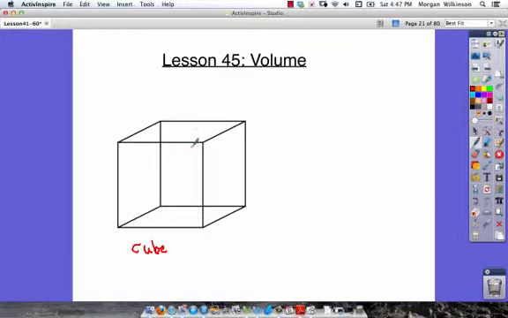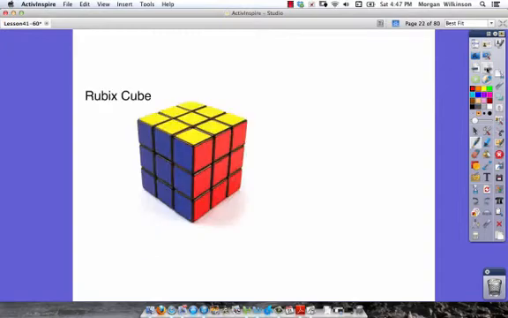Now volume is referring to how many cubes, maybe we could talk about sugar cubes, would fit inside of this space. When we're talking about how many cubes can fit within a space, I like to think of a Rubik's Cube. Now maybe you've done these before, maybe you've been successful in lining up all the colors. I haven't been yet, I'm still practicing. It's something that we can always work on with our spatial patterns.